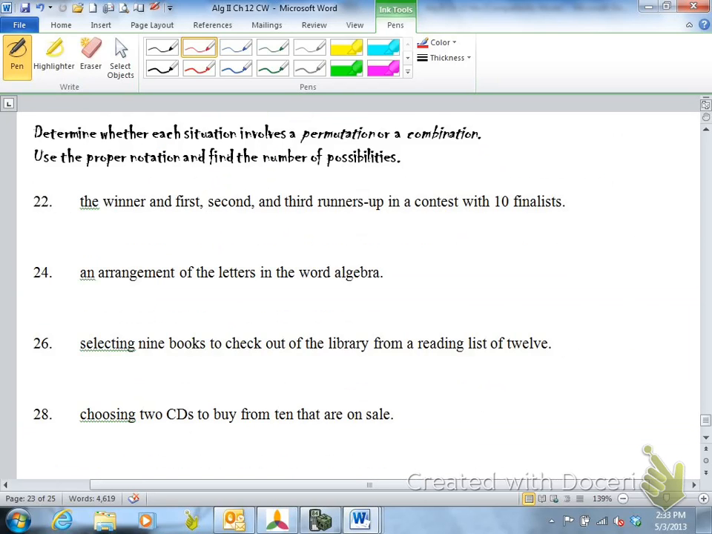Determine whether each situation involves a permutation or combination. Use proper notation. Find the number of possibilities. Some people on the quiz didn't actually answer it. They just put permutation or combination. I want you to actually answer it. So why don't you try to do these next 5.